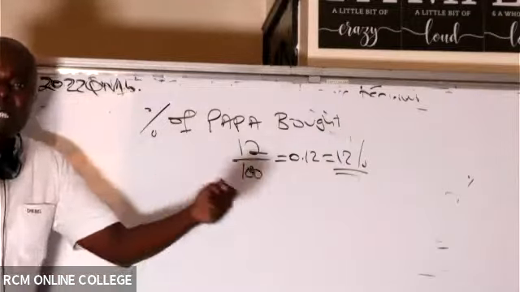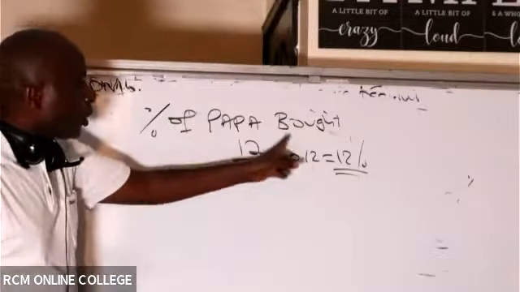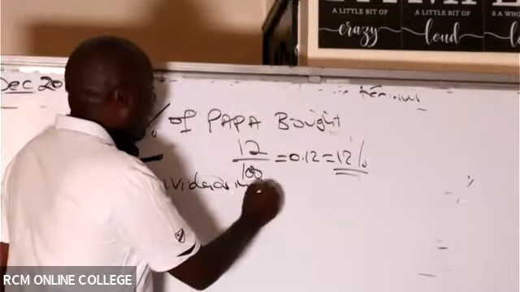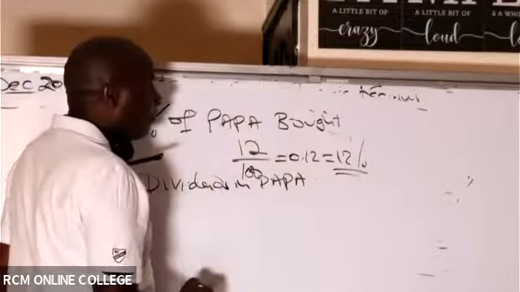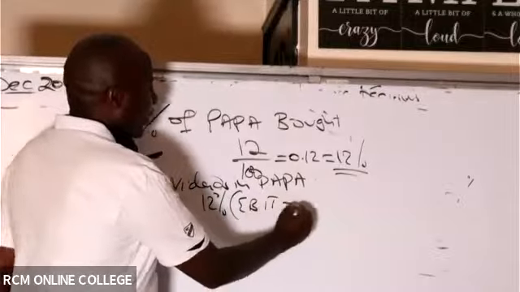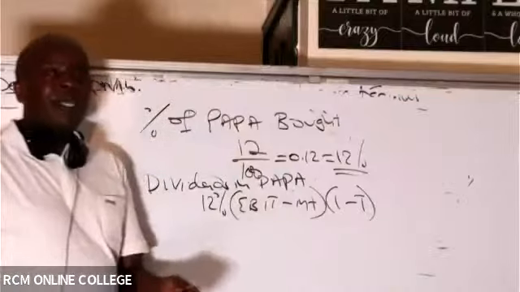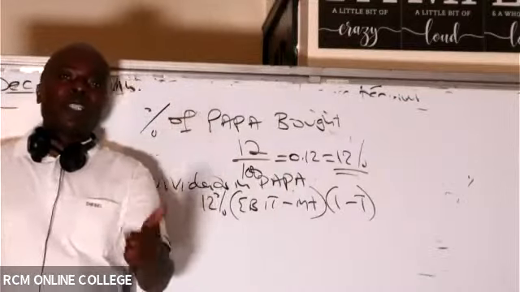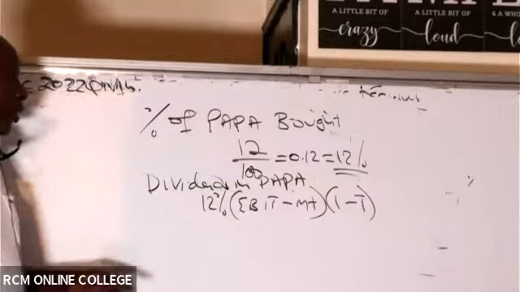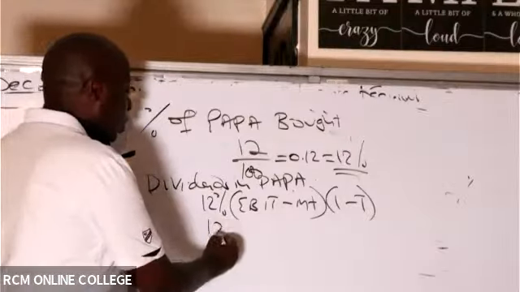And then how much dividends will he get? So look for dividends in Papa. Remember, to get dividends, you take his shareholding into EBIT minus interest into 1 minus tax, because we're looking at dividends being paid out of PAT, out of profits after tax. So dividends in Papa, ladies and gentlemen, this will be 12%.